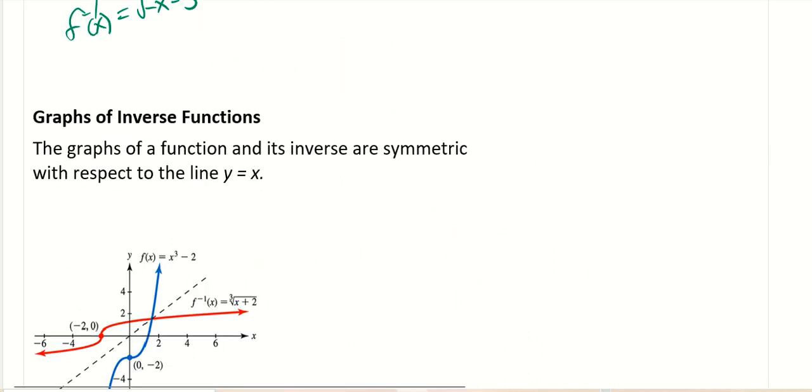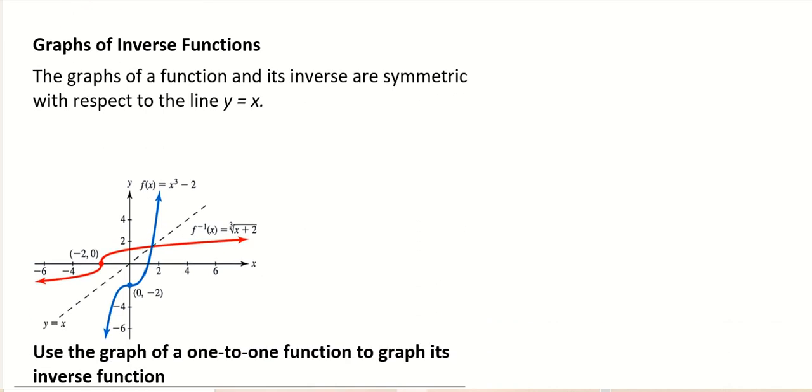So again, when we're looking at the graphs of inverses, the graphs of the function and its inverse are symmetric with respect to the line y equals x. Remember we said symmetric across the what? Across the origin, right? So here in the blue, we have the original graph, and here in the red, we have the inverse graph, right?